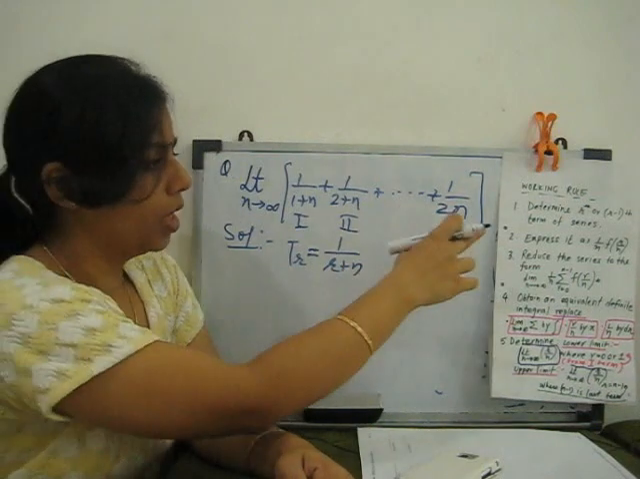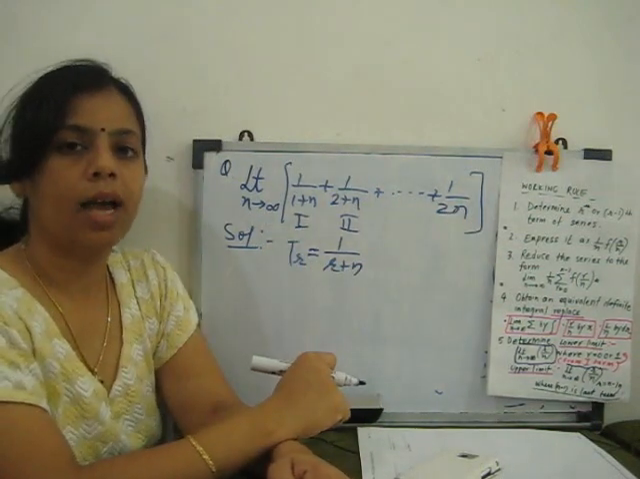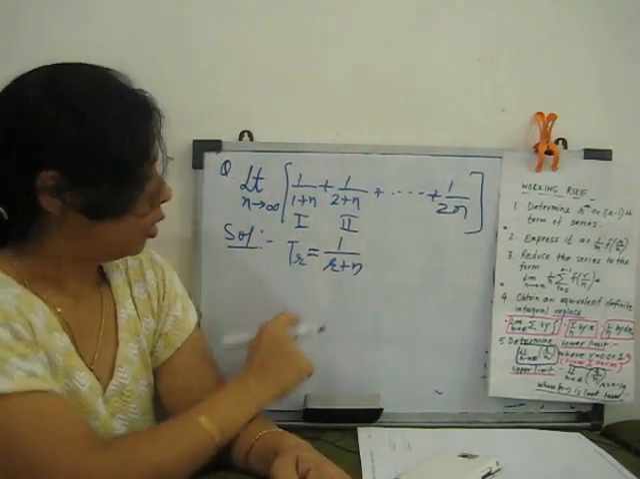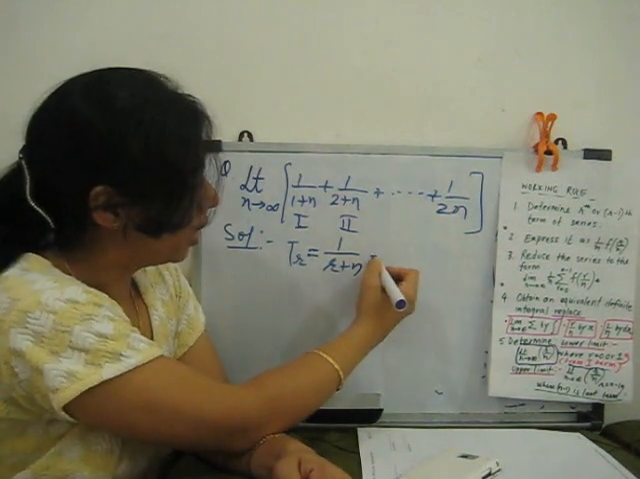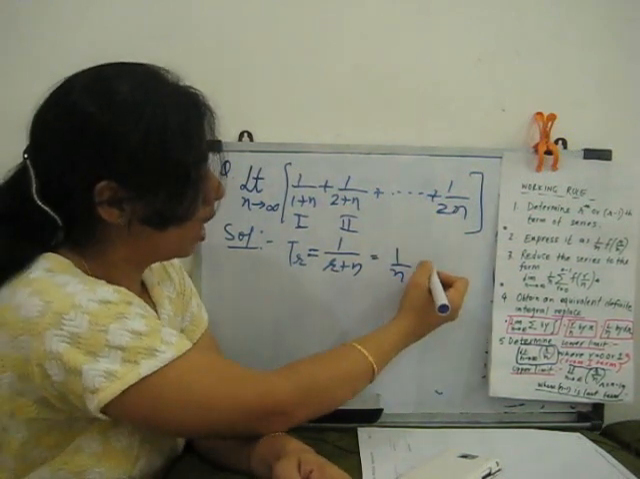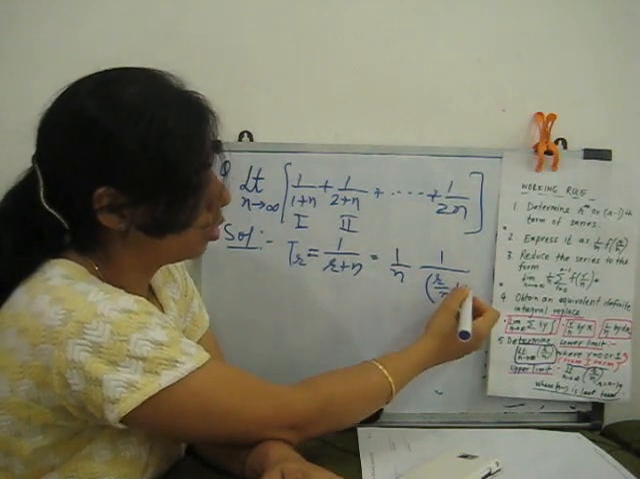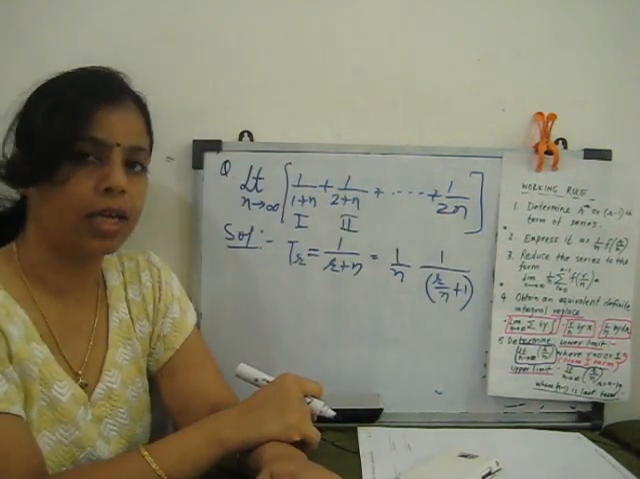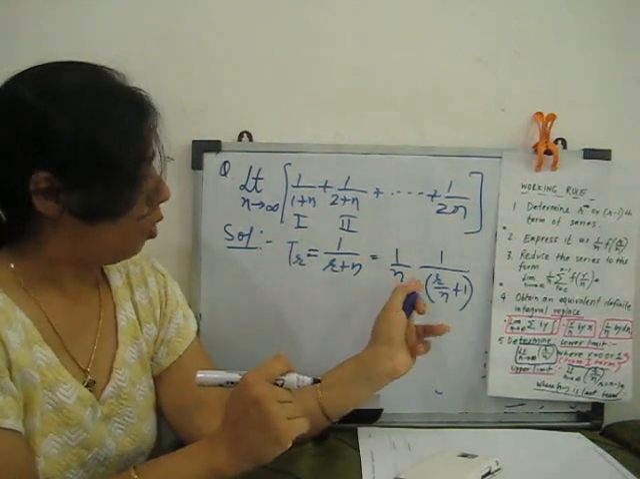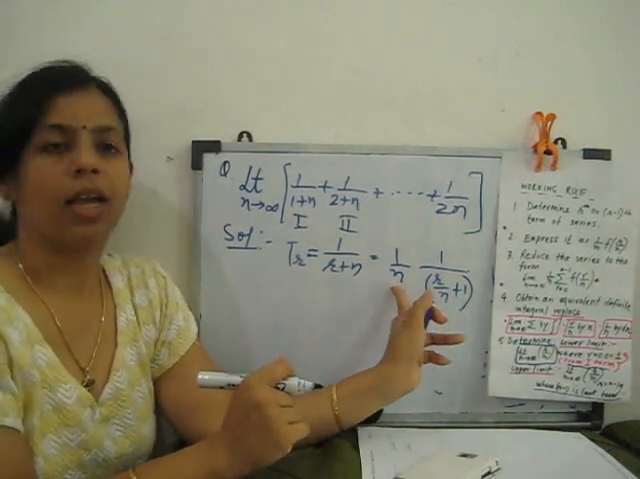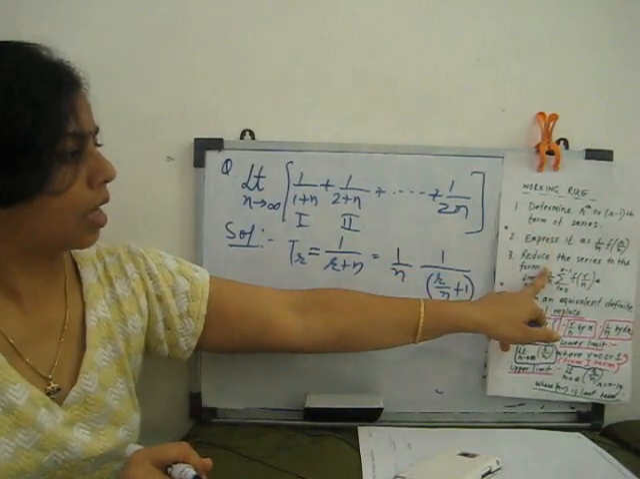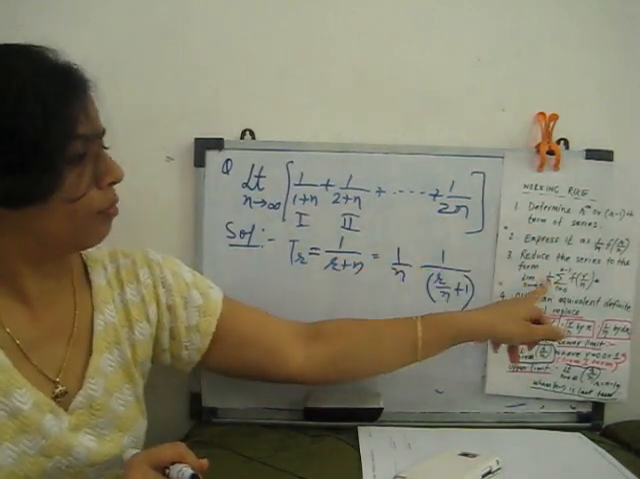Second, we have to express it as 1 by n f of r by n. So for 1 by n, if we take n outside, what is there? 1 by r by n plus 1. We have to take n outside. Now the function is converted to 1 by n times f of r by n. Step second done. Step third: reduce the series to this form.